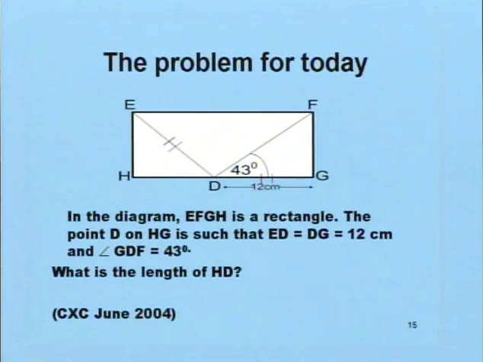Here's your problem for today. In the diagram, EFGH is a rectangle. The point D on HG is such that ED is equal to DG equal to 12 cm and angle GDF is equal to 43 degrees. What is the length of HD? This question is taken from CXC June 2004.